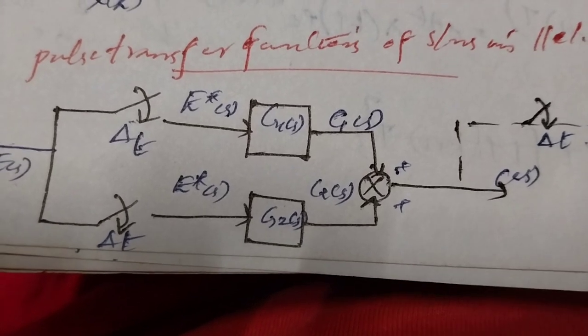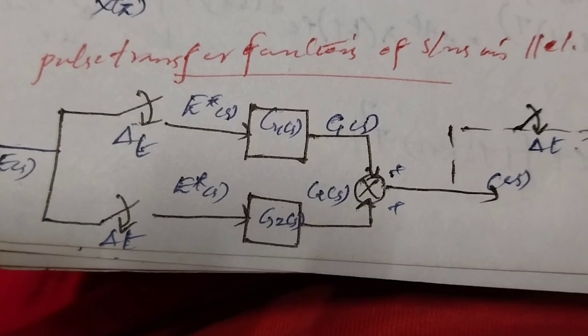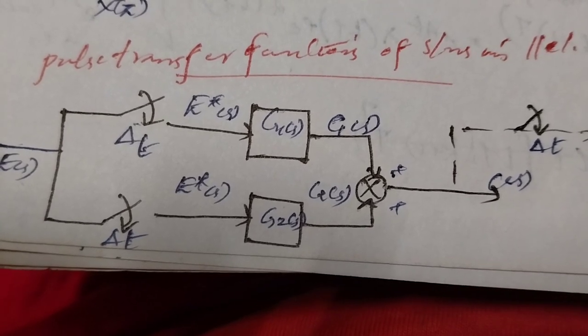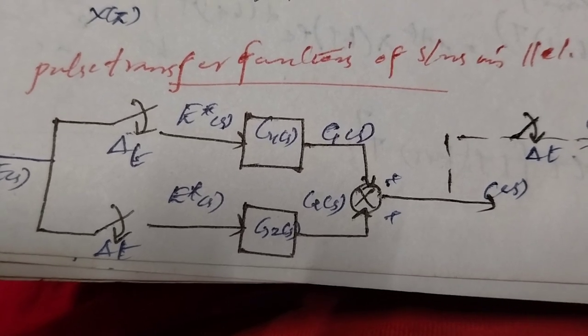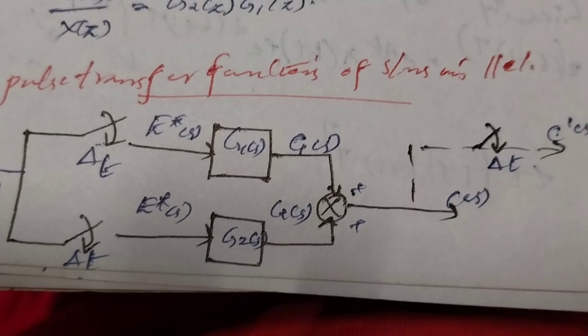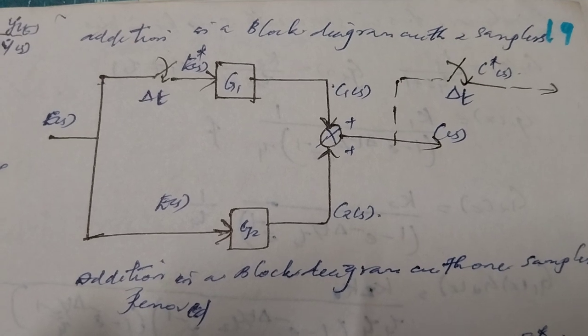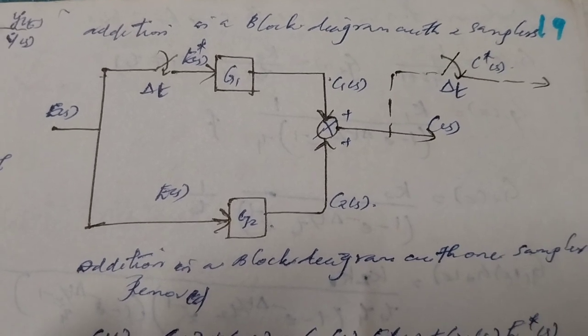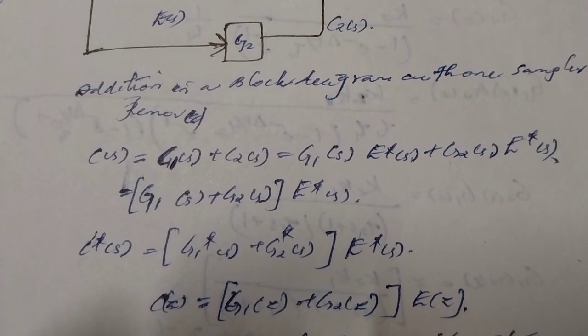Pulse transfer function of systems in parallel. In the block diagram, E(s) is sampled with period delta t to give E star of s, which feeds G1(s) and G2(s) to produce C1(s) and C2(s), which add to give C(s). Addition in the block diagram with the samplers. Addition in a block diagram with one sampler removed.